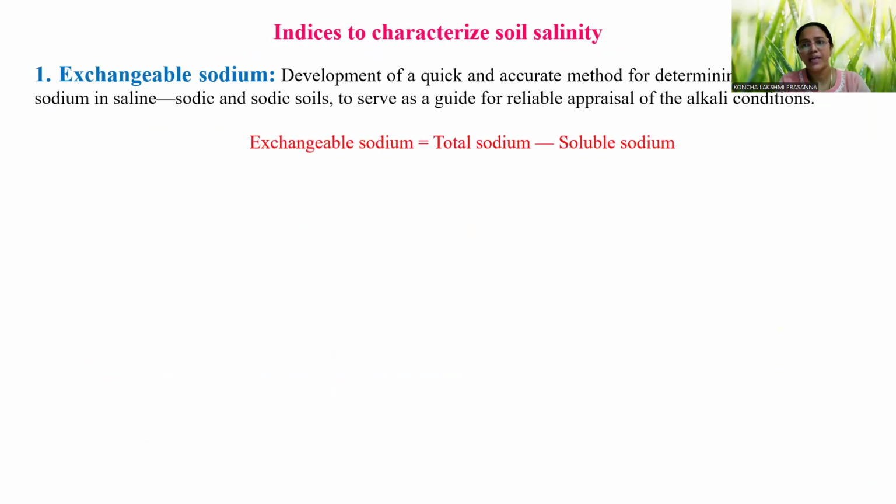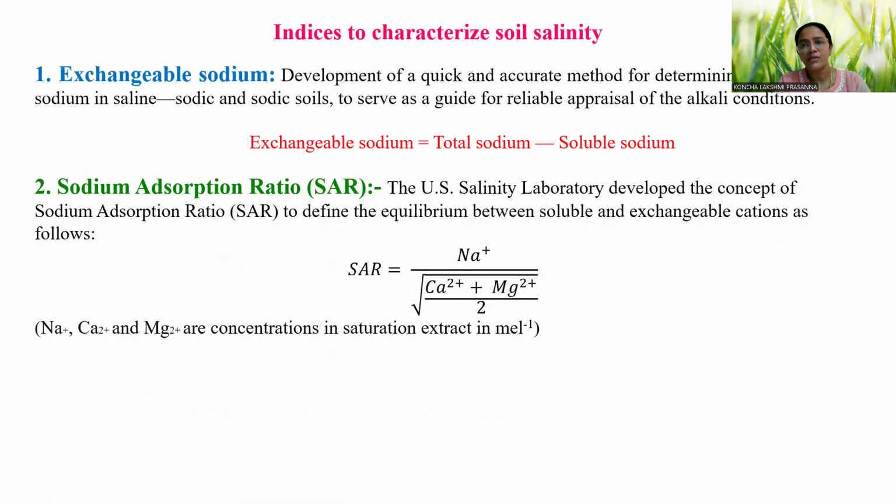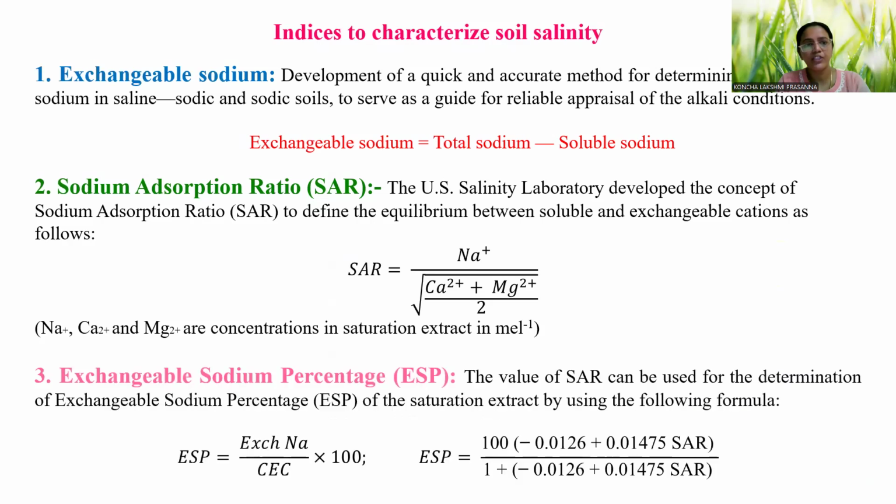So there are various indices to calculate the soil sodicity, which include exchangeable sodium. Exchangeable sodium is a quick and accurate method for determining the exchangeable sodium in saline sodic and saline sodic soils. It acts as a guide for the appraisal of alkali conditions. So exchangeable sodium is equal to the total sodium minus soluble sodium.